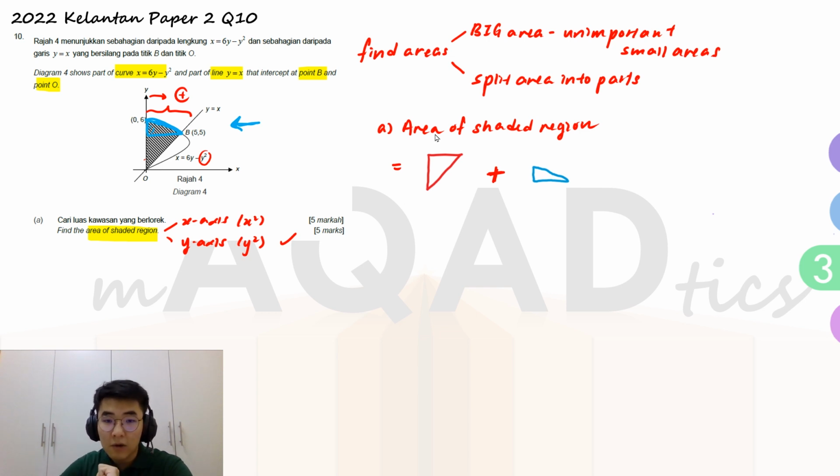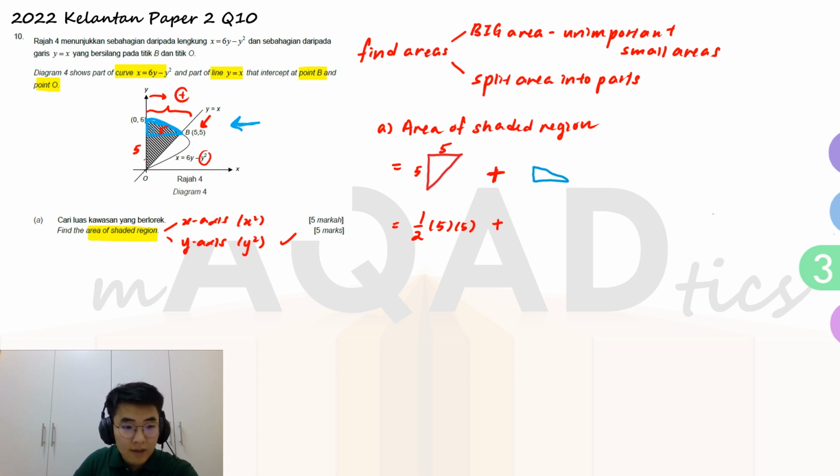Alright, so now to find the area of the shaded region, we need these two areas. For the area of the triangle, we can use the triangle formula, which is 1 over 2 times base times height. The length of the height and the base, we can get from the coordinates of point B, which is (5, 5). So (5, 5) means the length here is 5, and here is also 5. So here we just multiply the two 5s.